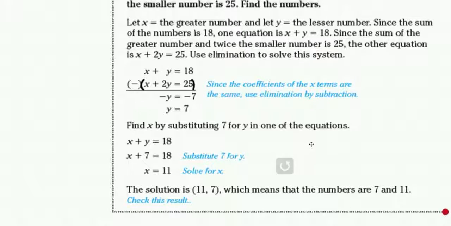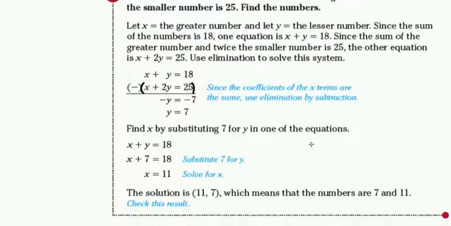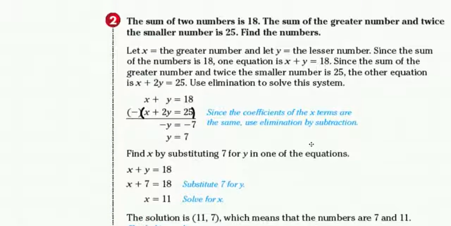And if you want to check your answer, you simply go back to the words of the problem. The sum of two numbers is 18. 7 plus 11 is 18. That checks out. The sum of the greater number, which is 11, and twice the smaller number, 2 times 7 is 14, plus 11 should equal 25. And it checks out. And that's how you check it, by going back to the words of the problem.